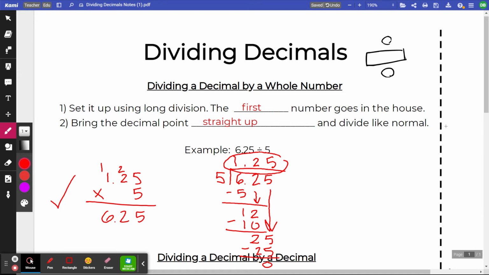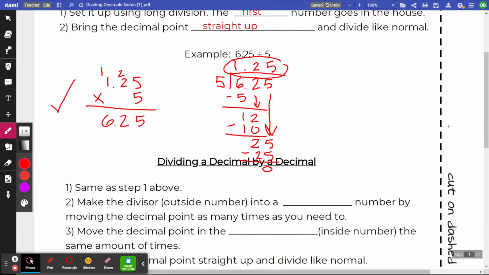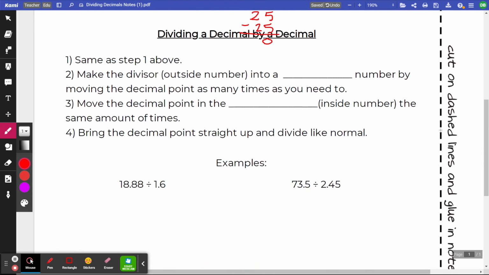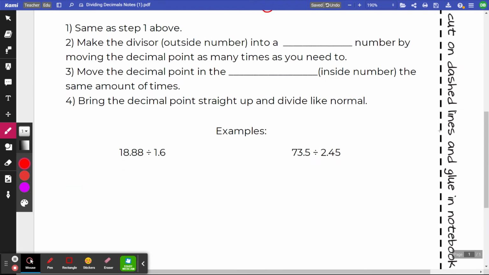All right, now let's check out a couple examples where we divide a decimal by another decimal. So, first thing, set it up. Same as the way we did it in that first example. We are going to put the first number in the house. So 18.88 divided by 1.6. Let's go ahead and set this one up too. We got 73.5 divided by 2.45.